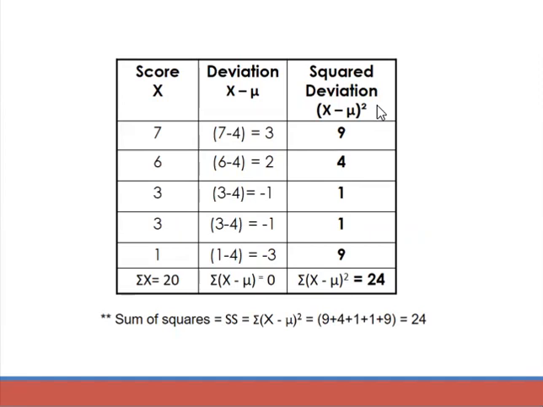So we're going to square each one of our deviations. 3 squared is 9, 2 squared is 4, and so on. Now we can get the sum of the squared deviations. We've got our deviations, we've squared each one, now we can add them all up. And so our sum of squares, which is the sum of the squared deviations, equals 24.